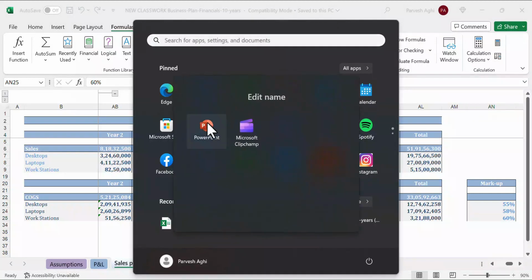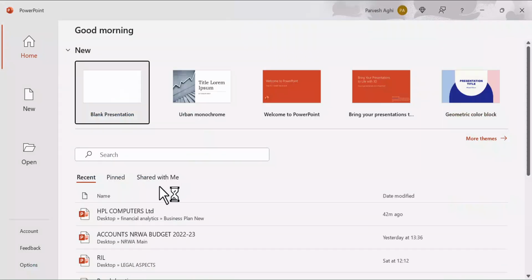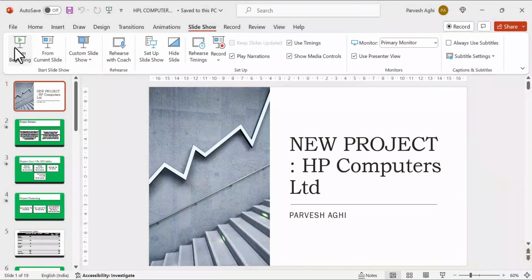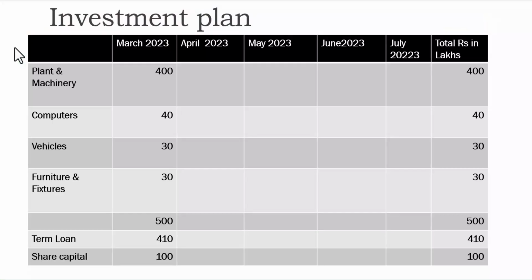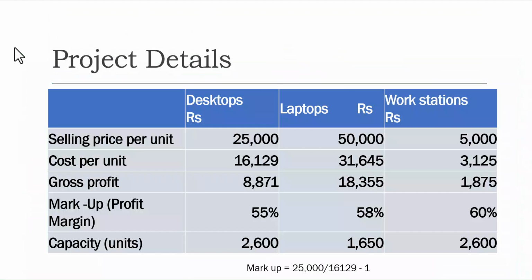हाँ, I'll just show you. इससे पीछे ये इस स्लाइड पे देखो पंकज. The markup is coming, that is the profit margin is coming 55%. How I have done it? I have taken, for example, for desktop, the selling price is 25,000 divided by the cost, minus 1. So balance is your profit, isn't it?